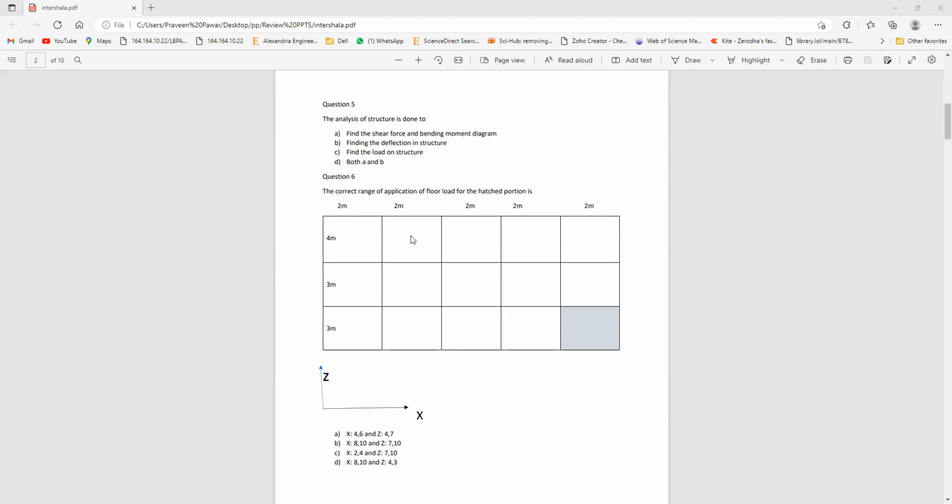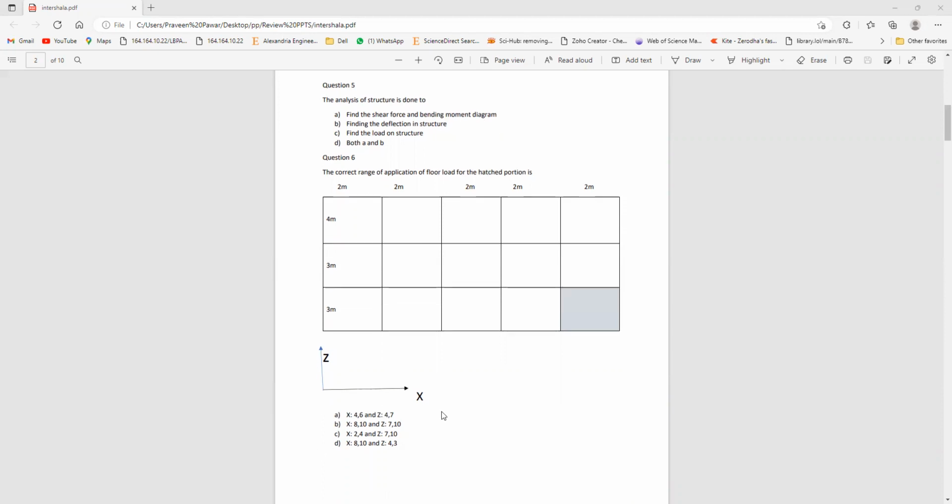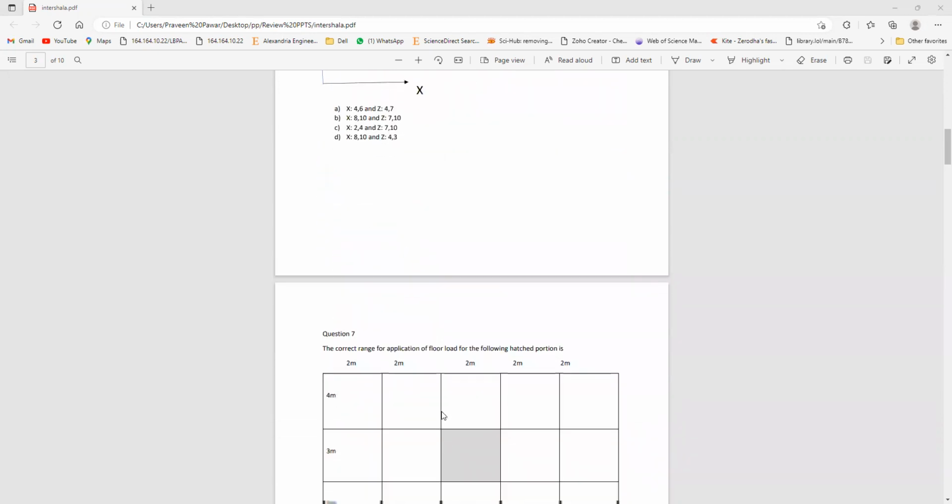Now coming to the Z range. When we start from here, it is 7 and 10. So the second option, B, is the right answer. For this question, B is the right answer.